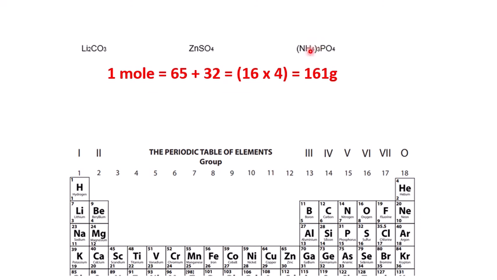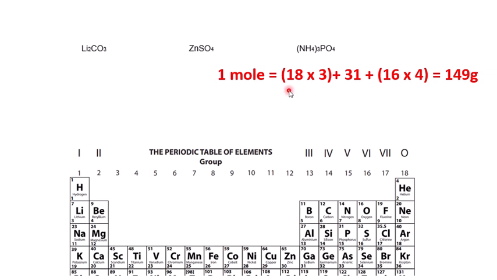Now, because we've got a 3 outside it, we're going to have to multiply it by 3. So you'll see in our calculation, 18, that was the NH4, multiplied by 3. Now, the other bits of the formula, phosphorus, which is down here, 31, oxygen, which is here, 16, multiplied by 4, and that totals up 149. So that whole formula totals up at 149.